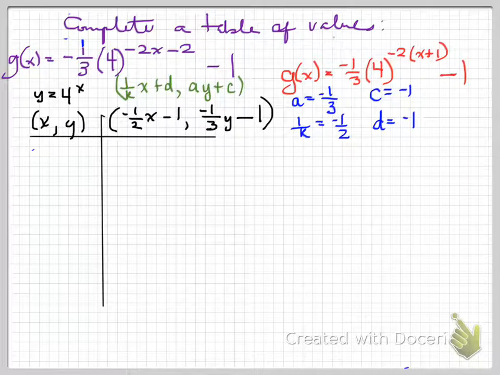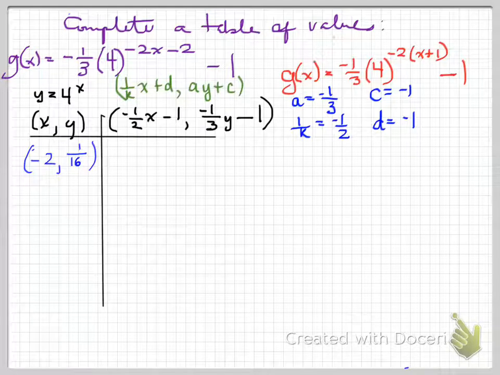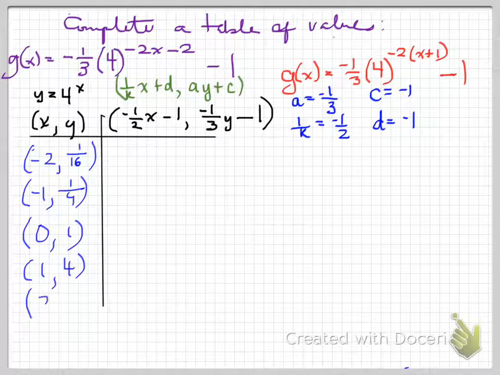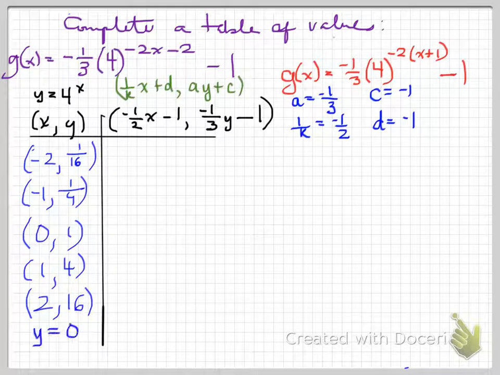Next, we have our basic. Our basic is going to be y equals 4 to the x. And now what we're going to do is plug in our values. Our values are going to be -2 and 1/16. Where did I get 1/16? Again, 4 to the -2 is 1/16. -1 and 1/4. 0 and 1. 1 and 4. And 2 and 16. Don't forget the horizontal asymptote.